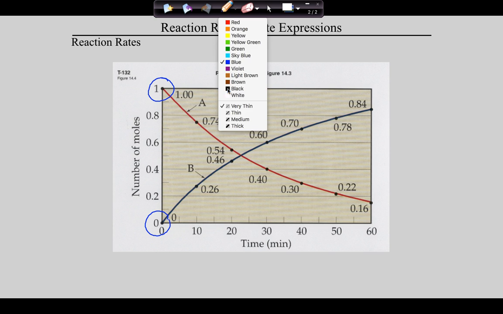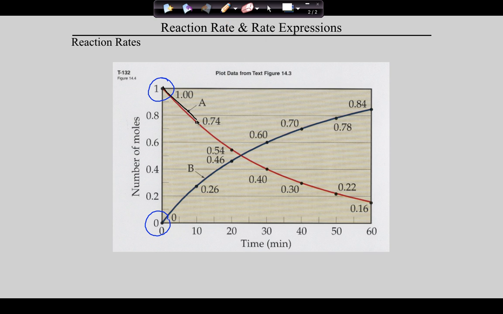But guys, what does it mean? And I'm going to switch colors. What does it mean that these lines are parabolic? They are not linear because the reaction is getting slower. And so you guys, even though you don't need to know the calculus, you do understand the slope of this line, rise over run.